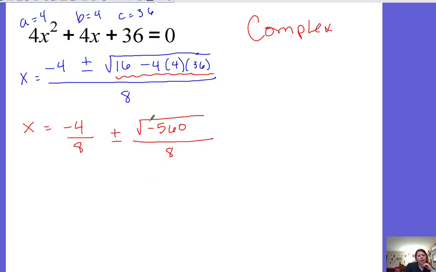And so here, this negative is going to go away, and we're going to call it the square root of 560i. So that imaginary number comes out. We can't take the square root of a negative number, and that's why it's going to be imaginary.